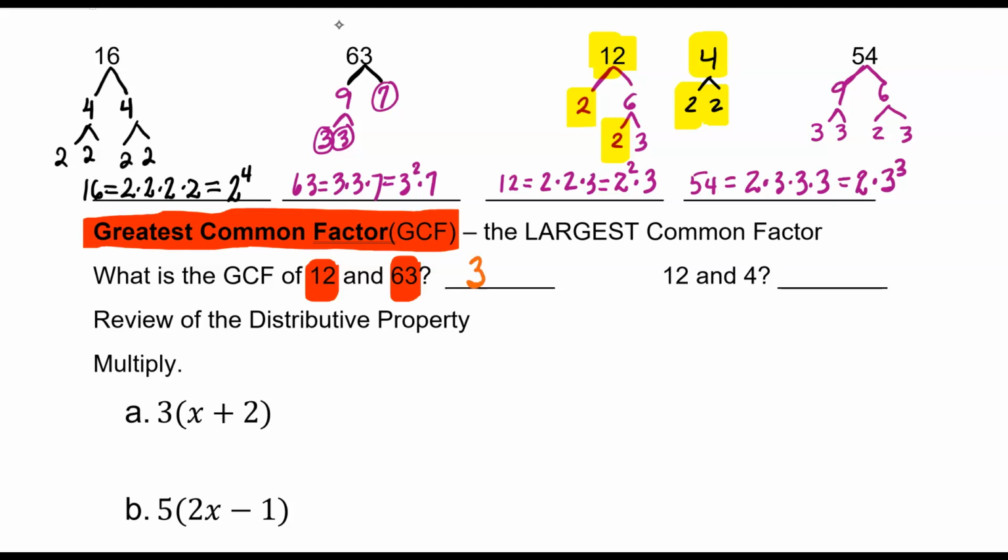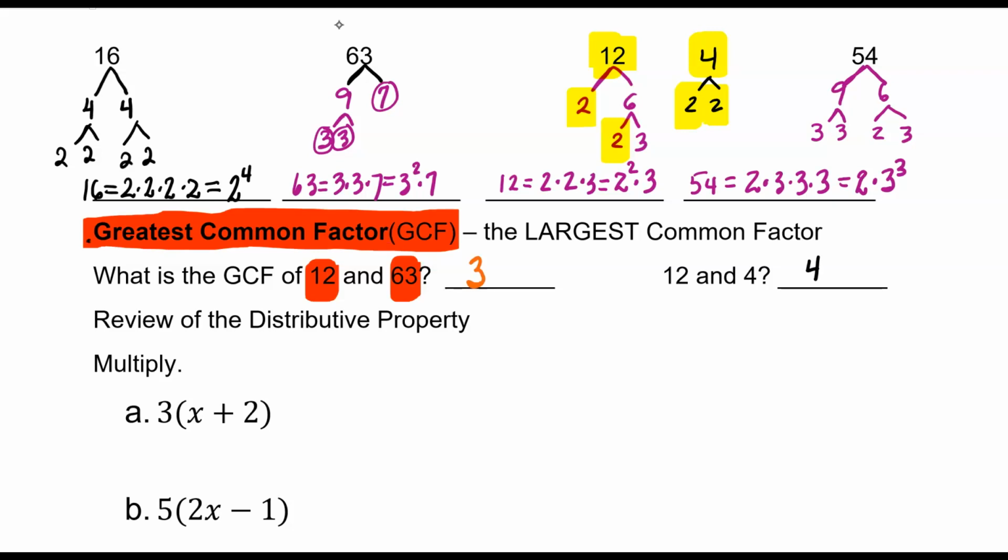4. 4 is the number that can divide into both 12 and 4, the largest number that can divide into 12 evenly, right? And to itself evenly. So, yes, 4 is the greatest common factor because 4 is the largest number that can divide into both 4 and 12 evenly.